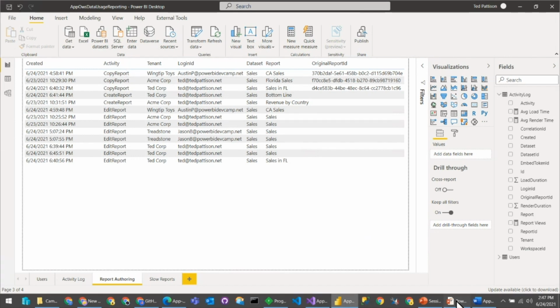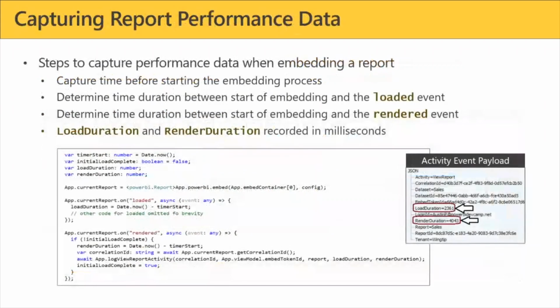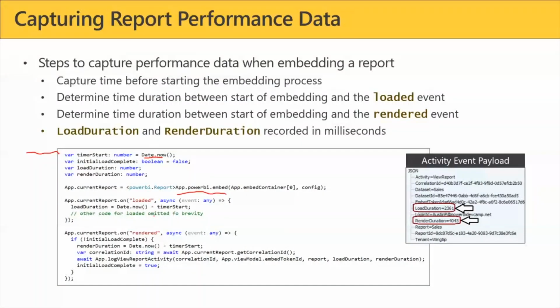Okay. And then as we get to one more stage here, we're able to capture the performance of reports. The way that works is in the client application, we've written this code. The way this code works, at the beginning, before we embed the report, we're just going to get date now, which starts our stopwatch. And then we call powerbi.embed. We embed the report, and then we're going to handle both the loaded event and the rendered event.